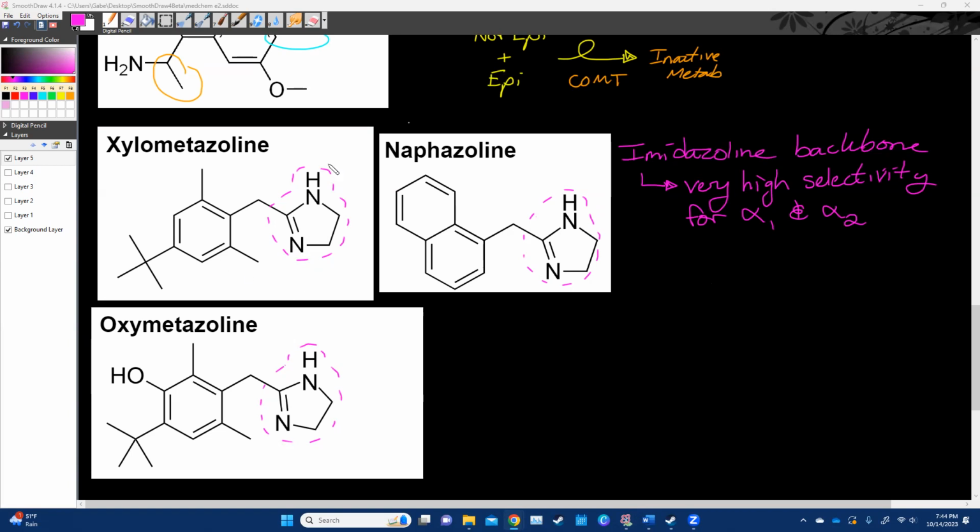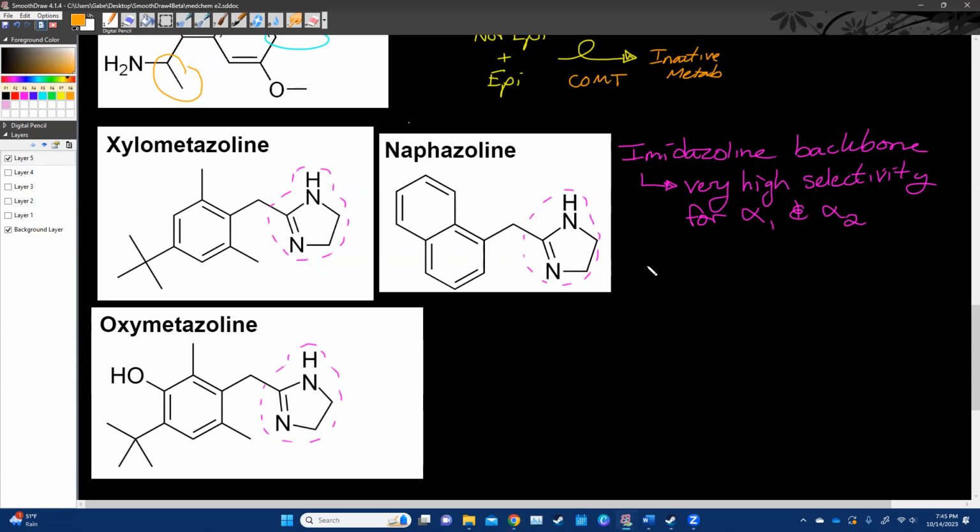Just like how we needed that phenyl, ethyl, and then the amine, what these drugs are using is a phenyl ethyl imidazoline backbone in order to get to the alpha receptors. And when you have this imidazoline group, what makes you alpha 1 specific, alpha 1 selectivity, has to do with the groups that are connected to the benzene ring.